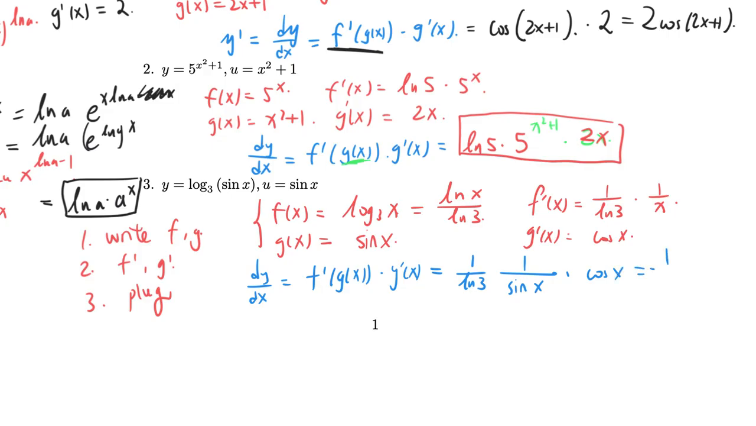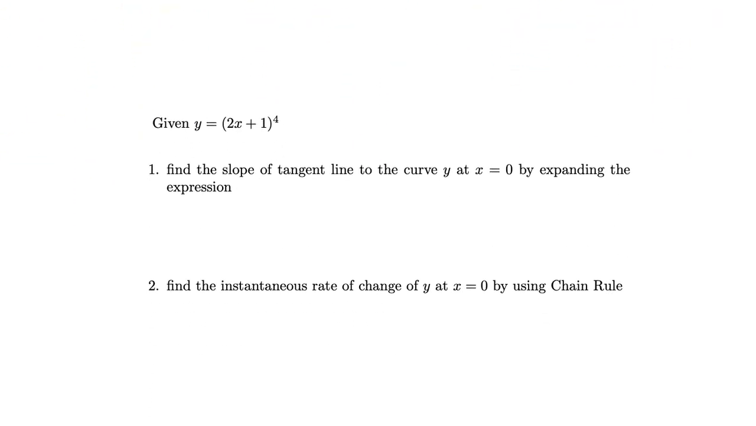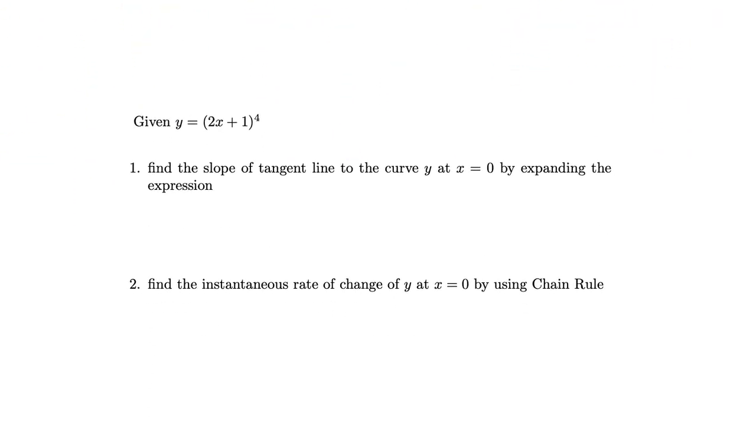Or alternatively, you can write this as cotangent 3, like this. Okay, so find the slope of the tangent line to the curve y at x equals 0 by expanding the expression. So again, if you want the slope of the tangent line, this is exactly what the derivative does. So we want the derivative at x equals 0. And we first want to try it by expanding the expression.